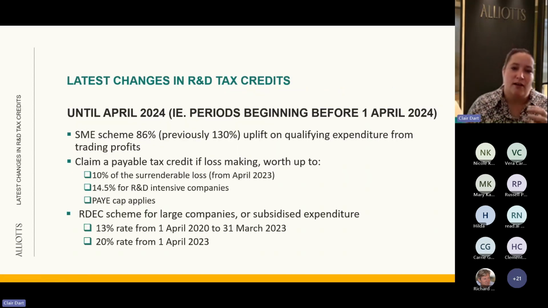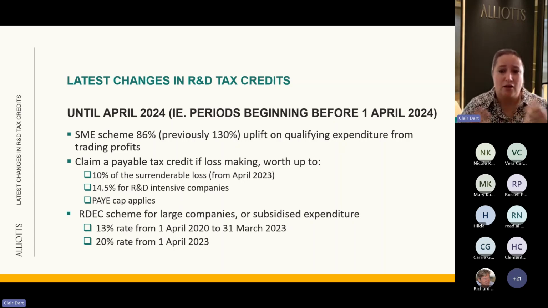We're going to look now, as I said, at some of the latest changes in the R&D tax credits. There have been numerous changes over the last few years as the Revenue have sought to tackle the fraudulent use of the incentives, as these incentives really have been abused. The old rules, which continue to apply for periods beginning before the 1st of April 24, have the SME scheme, which provides an uplift of 86% on qualifying costs.